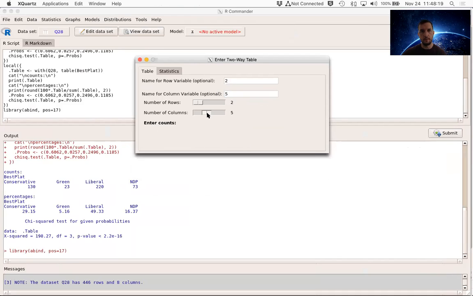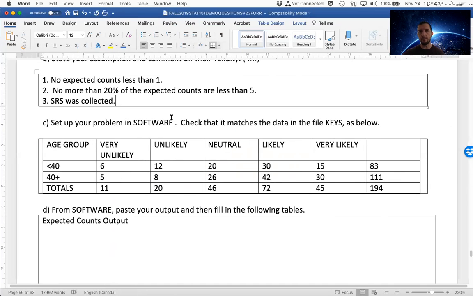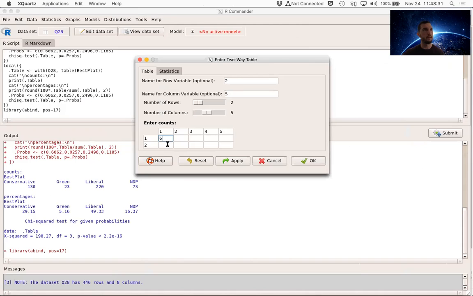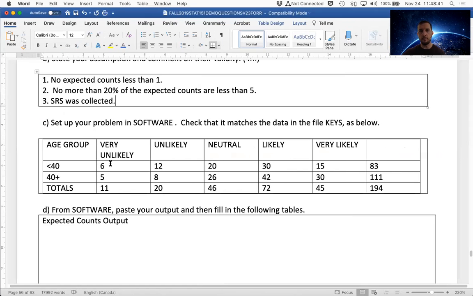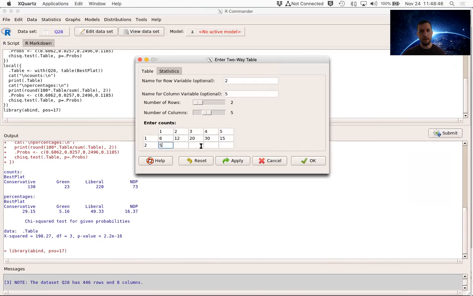All right. So in the first entry, we're going to type in the value from this table. So here we're going to have 6. Then we'll type in the next value, which is 12, the next value, which is 20, the next value, which is 30, and the next value, which is 15. And you can see I'm literally just taking the values from the table here and I'm plugging them into Rcmdr. Then I'm going to have 5, 8, 26, 42, and 30. All right.